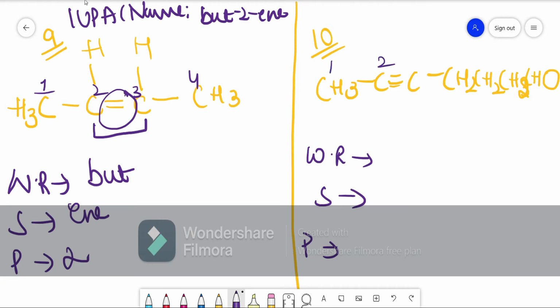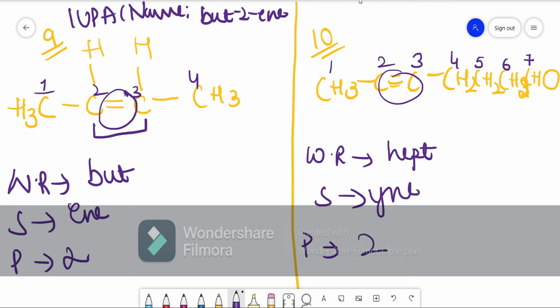Now, if we talk about the 10th question, 1, 2, 3, 4, 5, 6, 7. So for 7, what do we use? We use hept. Now what is the bonding? Triple. So we'll use yne, right? And where is it present? 2. So it is hept-2-yne. Correct?